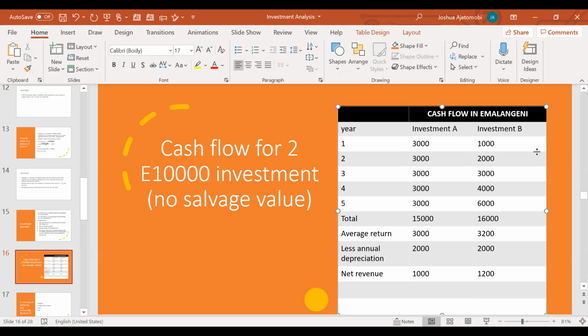So then you can calculate the average cash flow. Then if you remove your depreciation from the average cash flow, you get your net revenue. So now let's say you have these two types of investments and you want to choose one of them. Then definitely you will need some appraisal techniques.